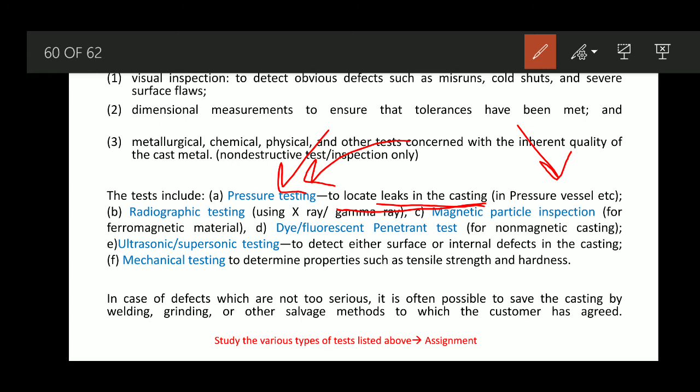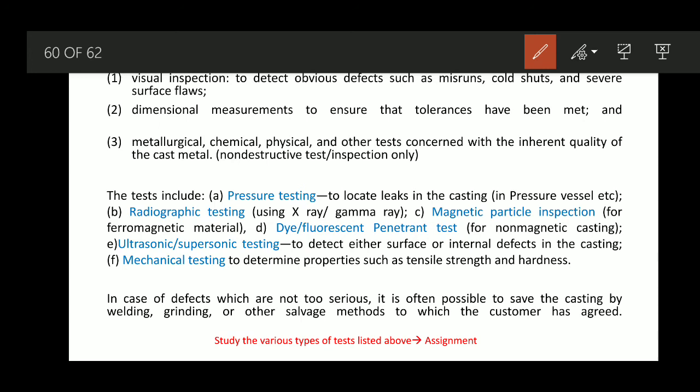Similarly, we can have radiographic ways of detecting problems: X-rays and gamma rays can be used for detection of any surface or subsurface problem in the casting. Similarly, we can have magnetic particle inspection, which is generally used for ferromagnetic material, and we can also go for the fluorescent dye penetration test.